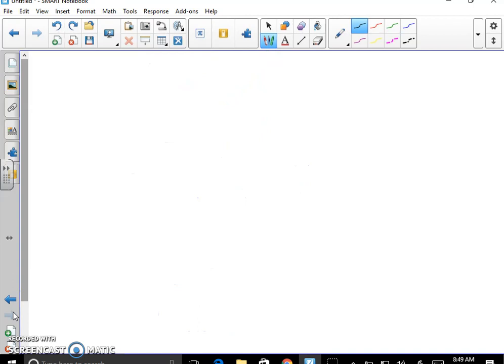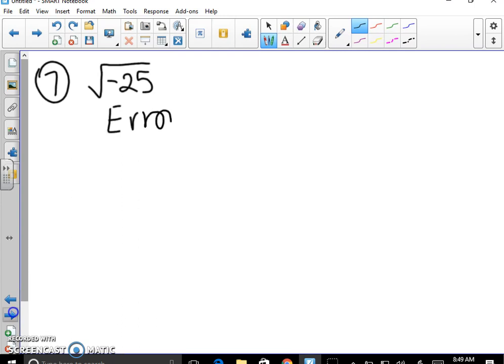Okay, for the last part, we're going to talk about the square roots of negative numbers. So let's say you have an example like this, the square root of negative 25. If you try to put that in your calculator, you're going to get a big error. Error! That's a problem. If you have a square root of a negative number like that, you can't take that. That doesn't exist. It's a negative number.